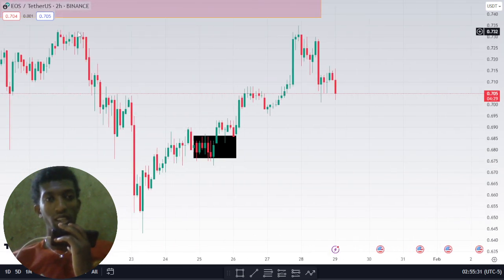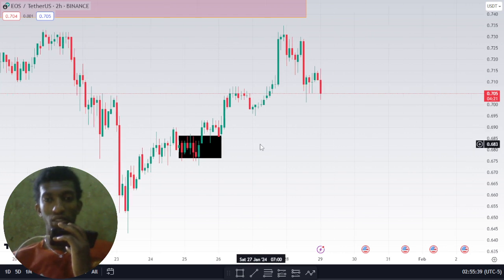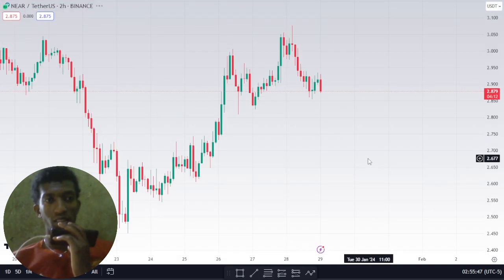Look at this clean beauty. It is just beautiful. Look at this. It's like computer generated. It's amazing. Right here, not great. There's no great consolidation. Still trending on EOS. NEAR is the same thing. No trade at all. No trade.